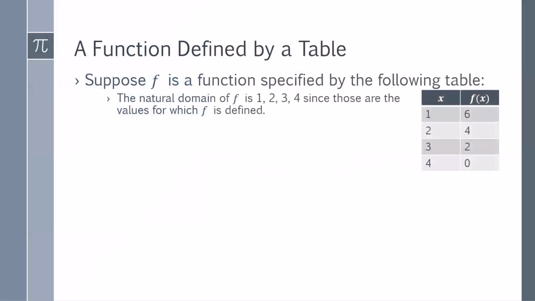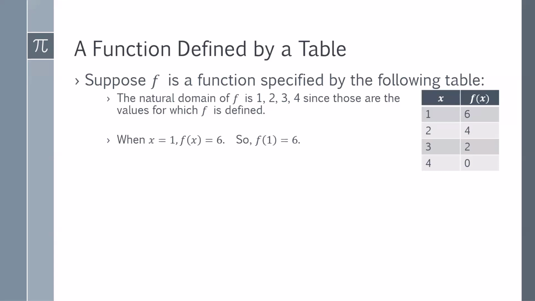Let's talk about these different ways that we can see a function. Here's a function defined by a table. Suppose f is a function specified by the following table. Here our x values are 1, 2, 3, 4. Our f of x values are 6, 4, 2, and 0. So the natural domain of f is the numbers 1, 2, 3, and 4. We can see here that the domain is not specifically defined, but there is an implied domain from the table.